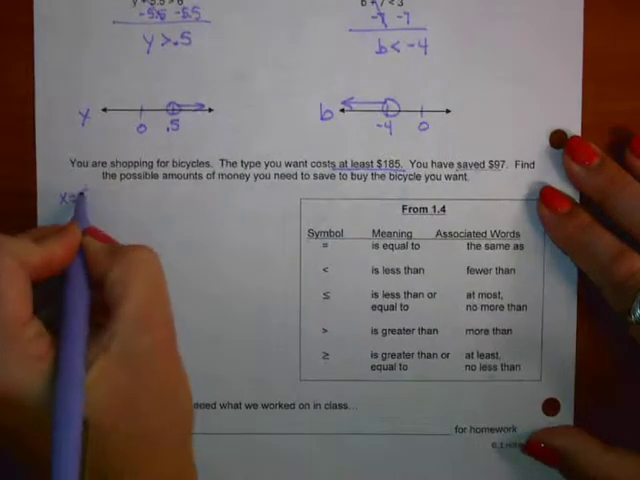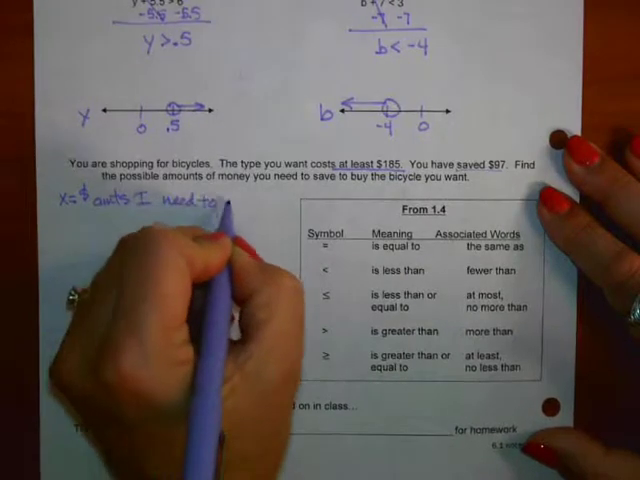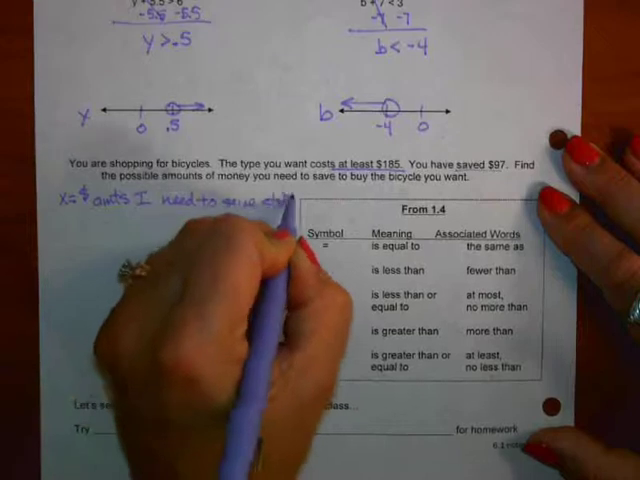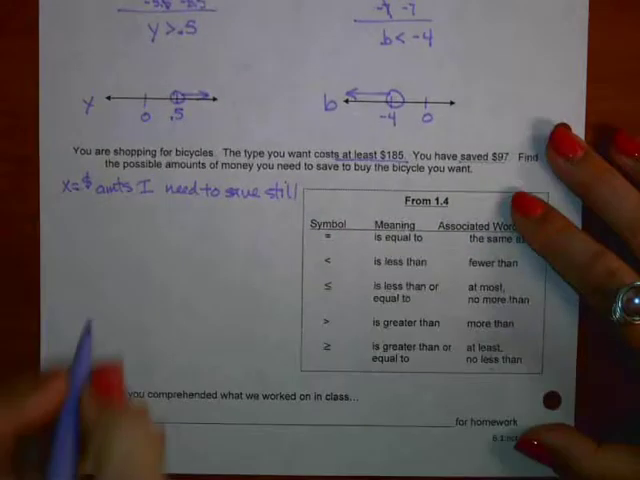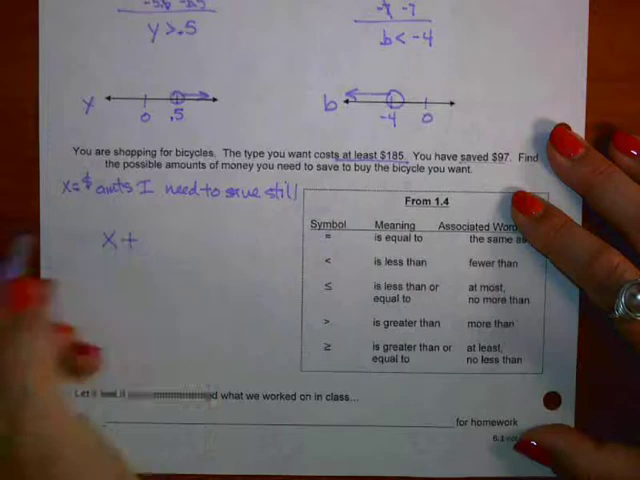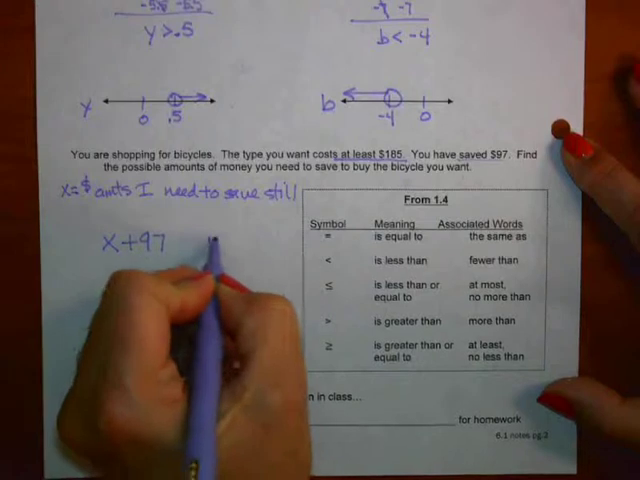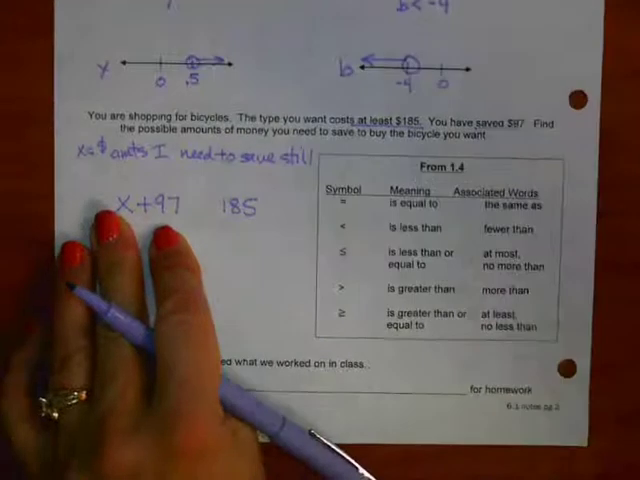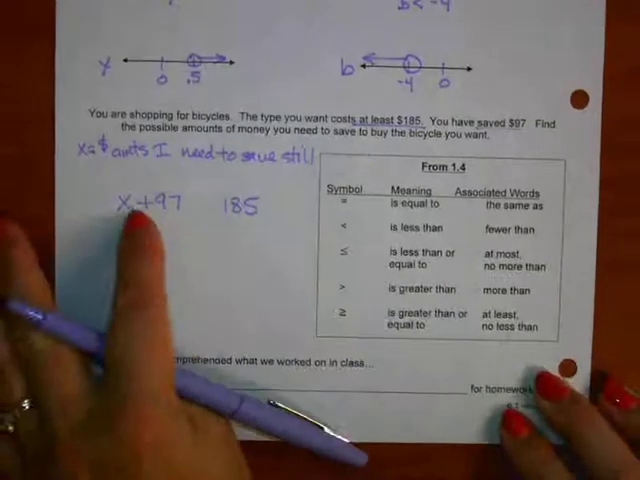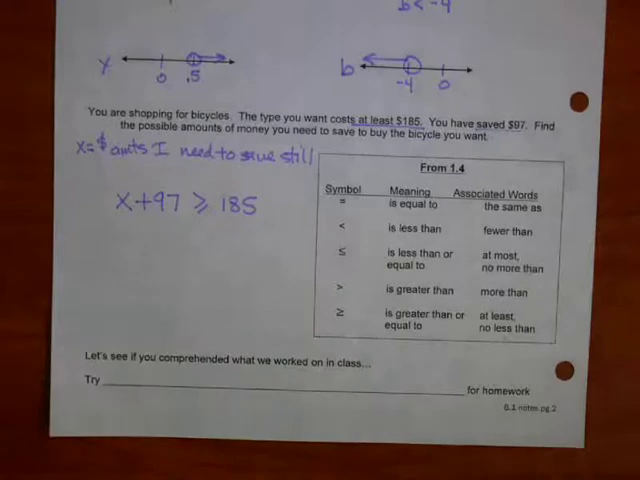So X is, and I'm going to write this down, the dollar amounts I need to save still. That's what X represents. How much money I need to save still. So I have whatever I have to save still plus what I've already saved, which is what? And I know I got to have 185 over here. So does this part have to be greater than 185, or does this have to be less than 185? It's got to be greater than or equal to 185. It helps if you write both sides first and then figure out what goes in the middle. Okay? Then figure this out.